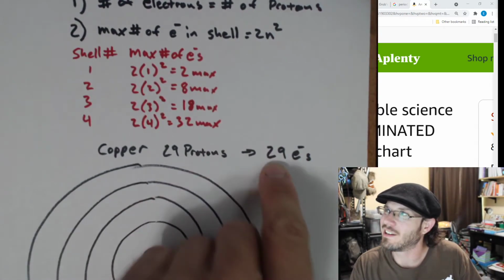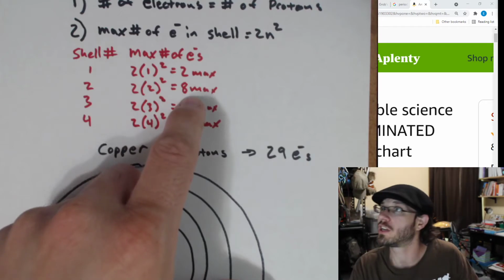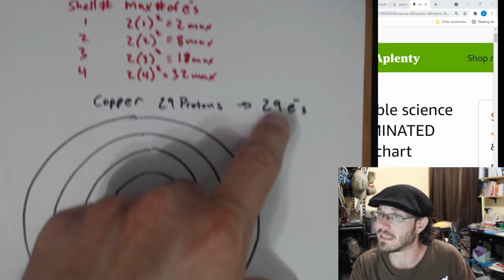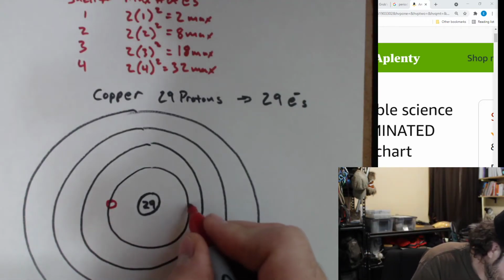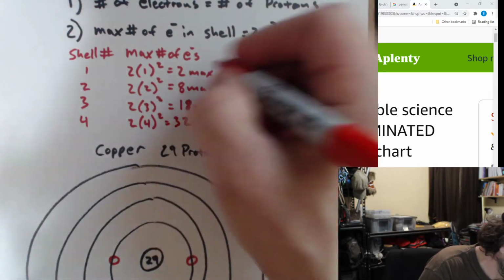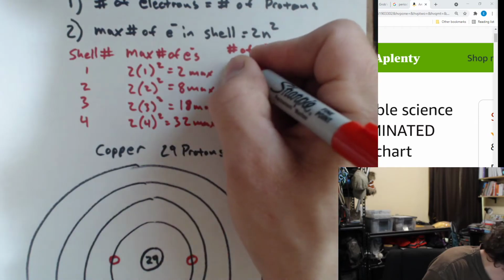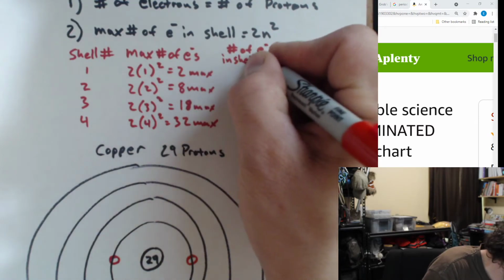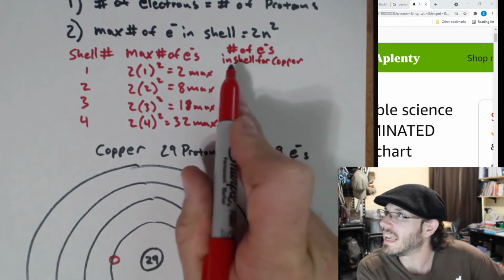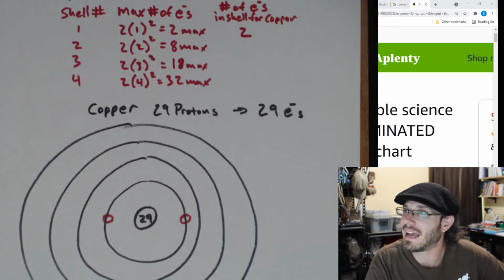We have to stuff 29 electrons into these shells, following that these shells can only hold a max number of 2 for the first shell, 8 for the next one. So out of these 29 electrons, the first shell is holding 2 of these 29. So let's say the number of electrons in shell 1 for copper: that first shell has 2 electrons.